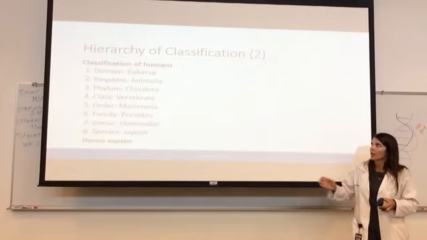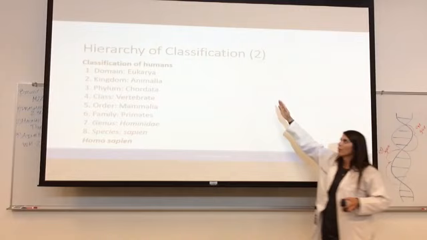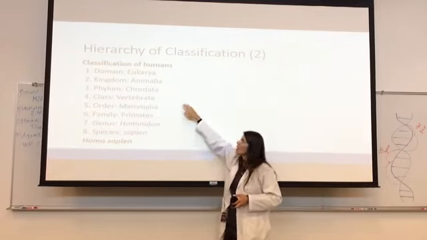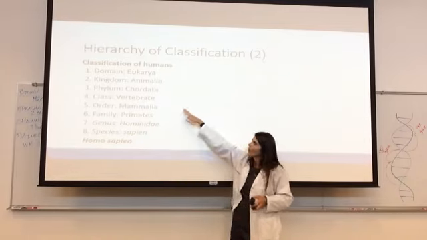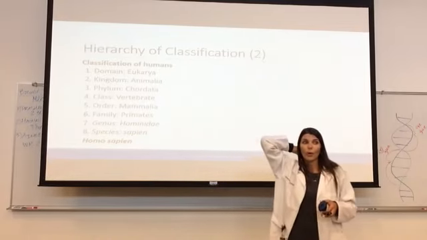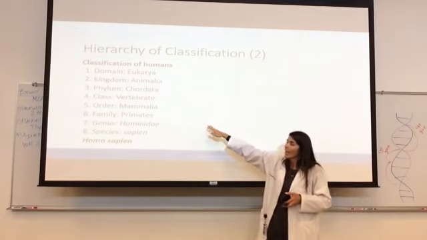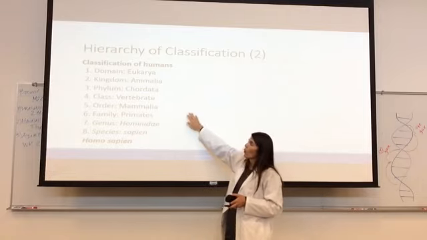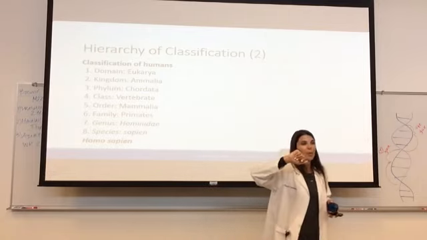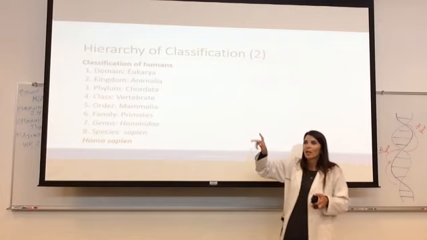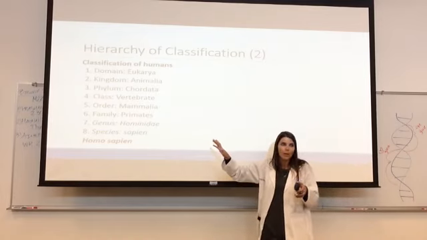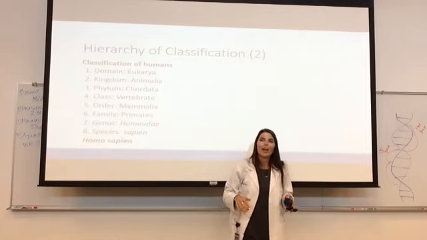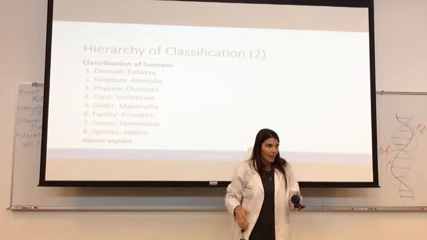Here's our classification for you and I. We are in the domain Eukarya. We are in the kingdom Animalia because we're animals. Eukarya means that we have eukaryotic cells. We are in the phylum Chordata, which means that we have a spinal cord. We are in the class Vertebrata, which means that we have a vertebral column, a backbone. We are in the order Mammalia because we have hair and mammary glands. We fall into the primates because we have opposable thumbs. We could be quadra or bipedal, depending. Genus Hominidae, which means that we have the ability to balance and walk on two.